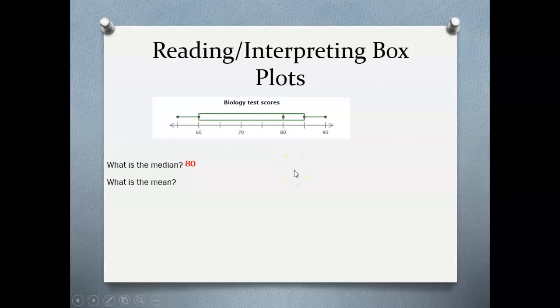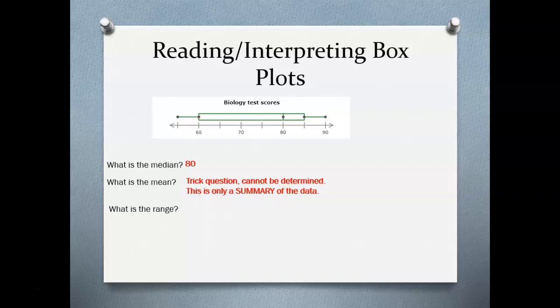What is the mean? Hope you didn't spend much time trying to add up the numbers, because this is a trick question. You cannot determine the mean from a box plot. This is only a summary of the data. We don't have all the numbers. You cannot find the mode either. You can only find the median and the range.